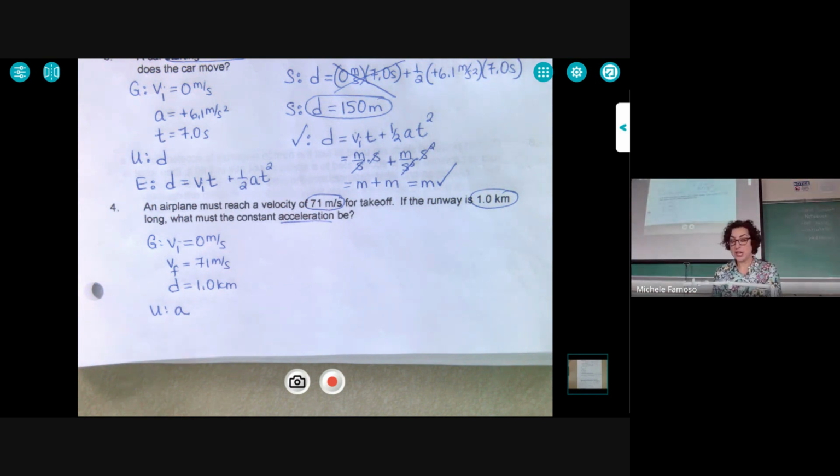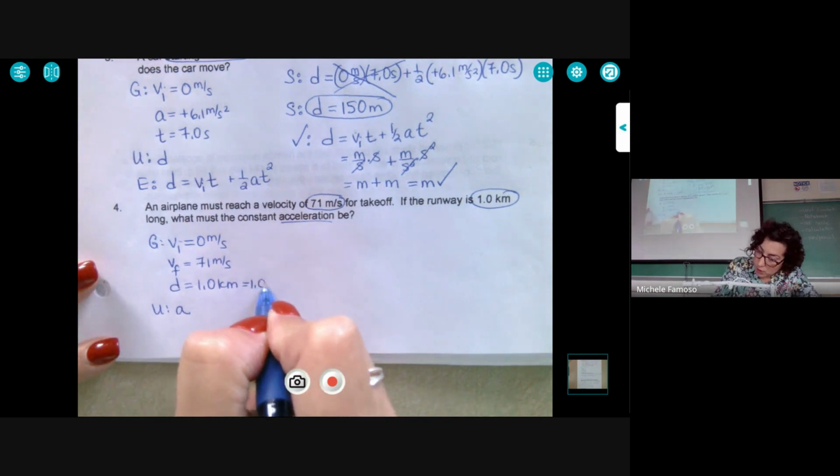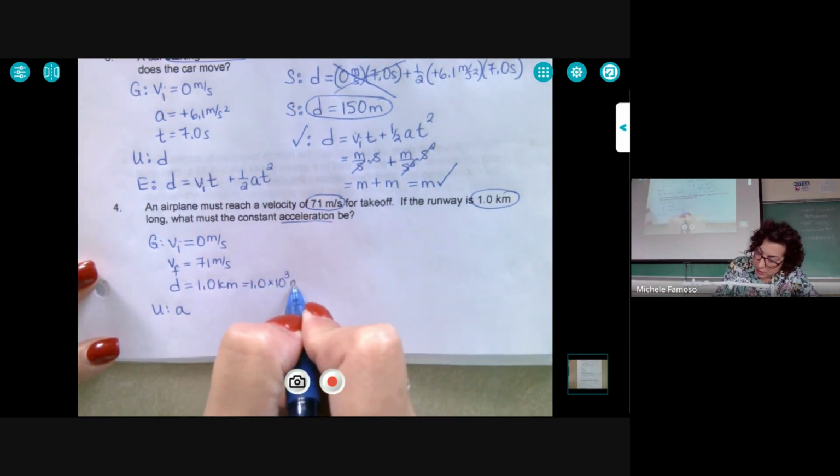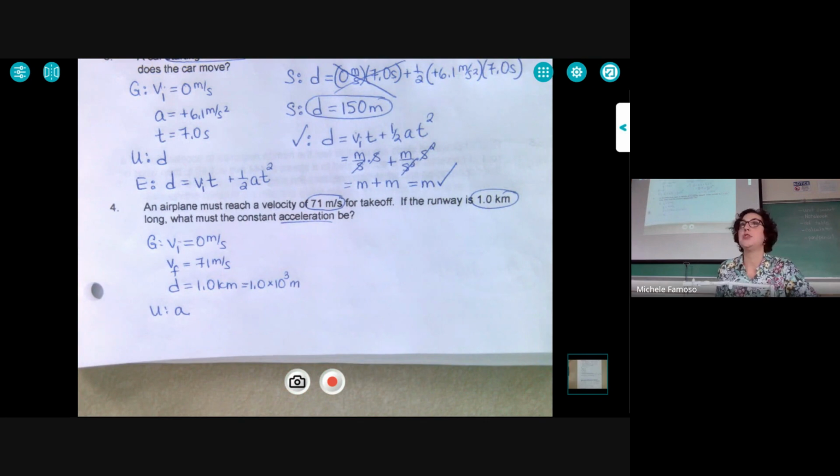First page. You just have to change out. What does a K mean as a number? 10 to the third power. So just change it out. 1.0 times 10 to the third power meters. That's all you have to do.